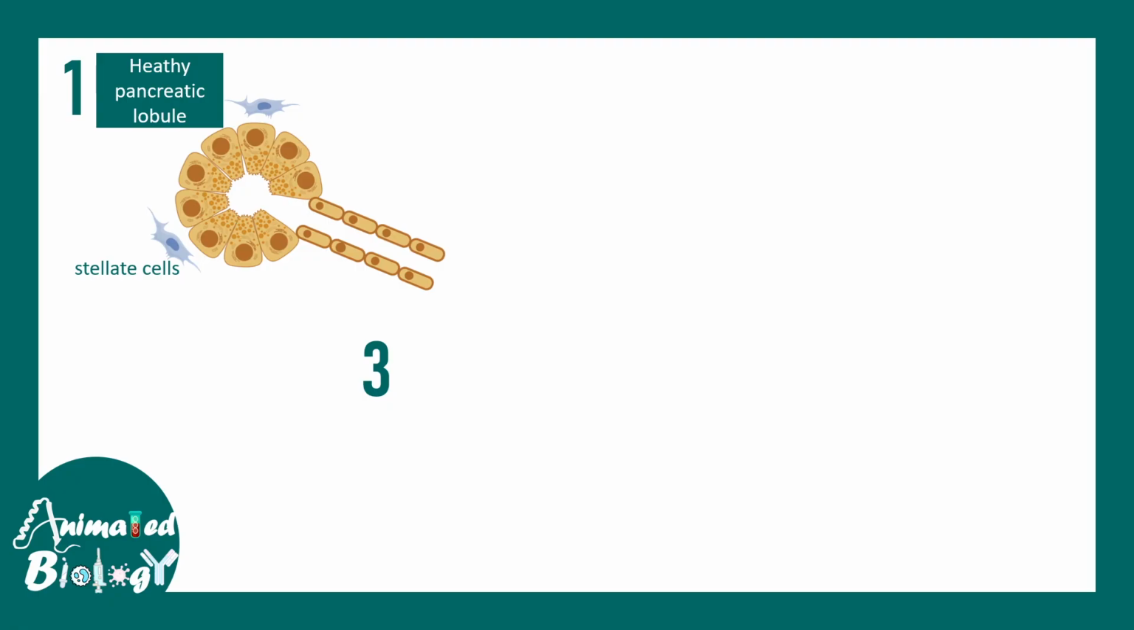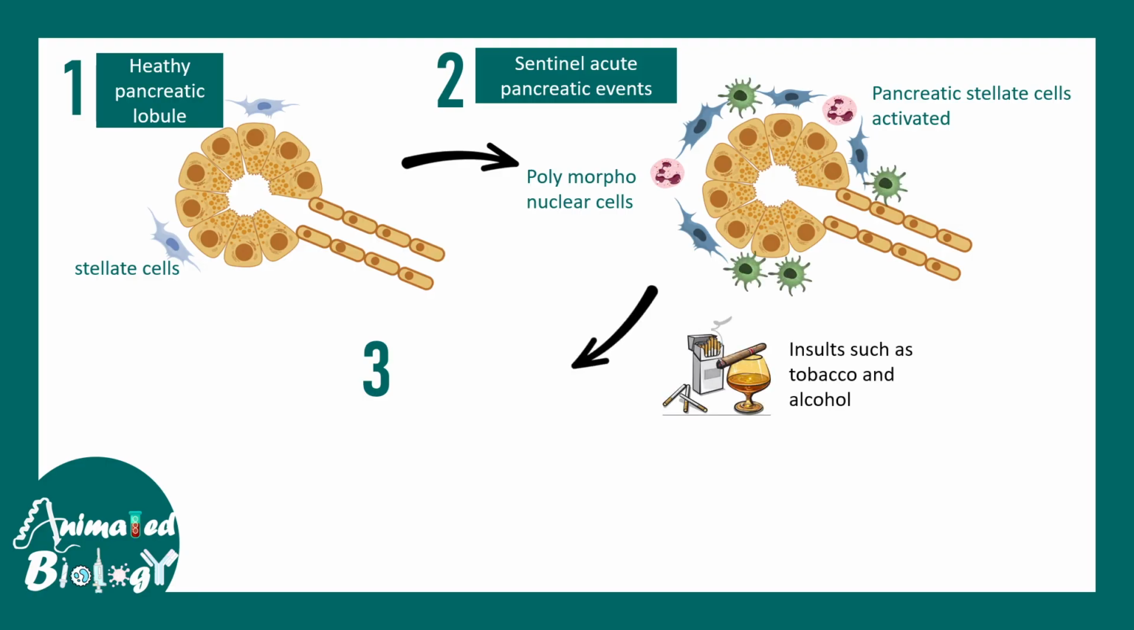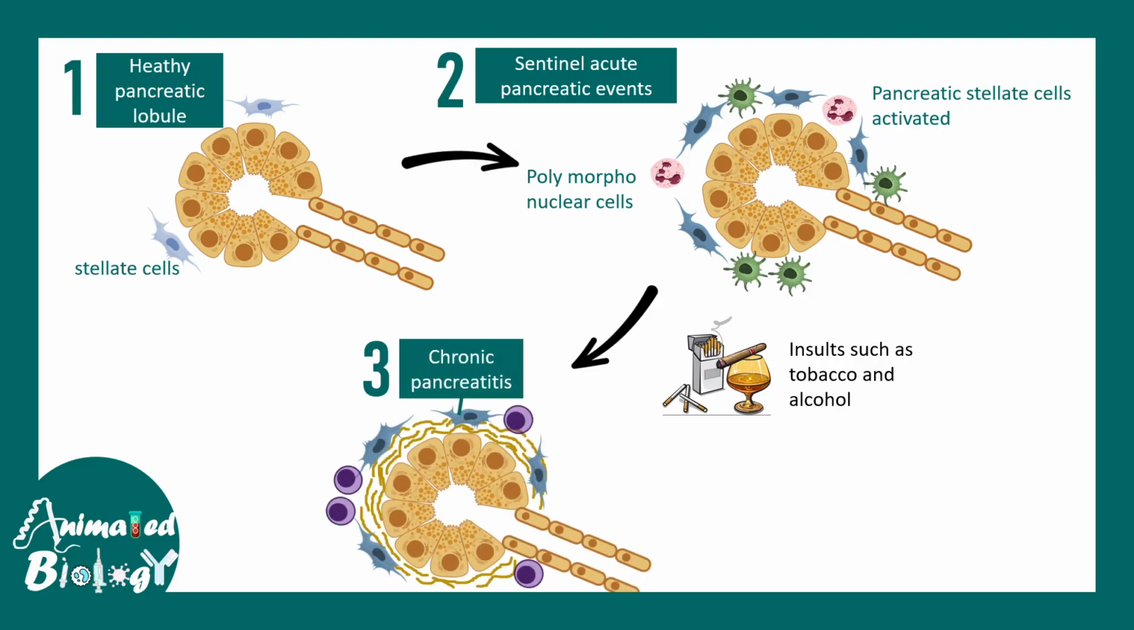In chronic pancreatitis, there could be repetitive bouts of acute pancreatitis. In this case, stellate cells accumulate around these acinar cells. There could be infiltration of polymorphonuclear cells such as neutrophils. There could also be macrophage invasion. And if there is repetitive injury, there would be fibrosis. So in chronic pancreatitis, fibrosis is pretty common.